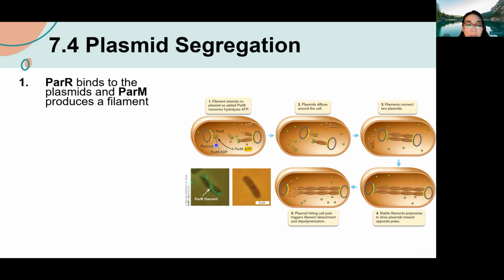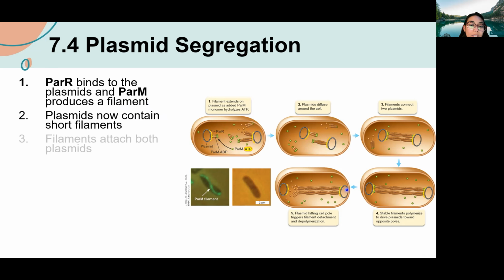Notice that this plasmid is creating, not really creating, but the ParM is creating a filament on this plasmid and then also on this plasmid. So now these two plasmids have these short little filaments that are sticking off of them, and now they're just kind of chilling. And then in step 3, what ends up happening is they connect to each other.